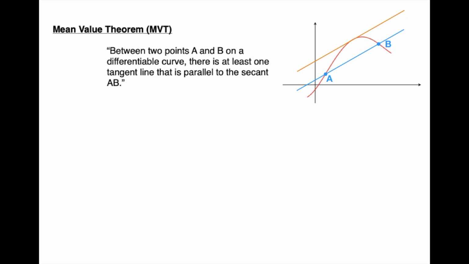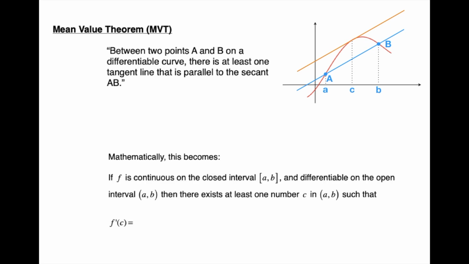Now, we want to have a better, more mathematical definition, and instead of talking about the points A and B, we're going to want to look at the values on the x-axis. So I also called them A and B, and the conclusion of the MVT is going to be that there is a number C between A and B, where the slope of the tangent line is equal to the slope of the secant line. So it becomes like this.